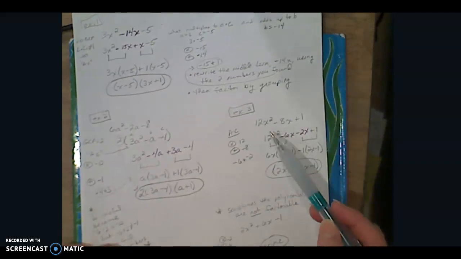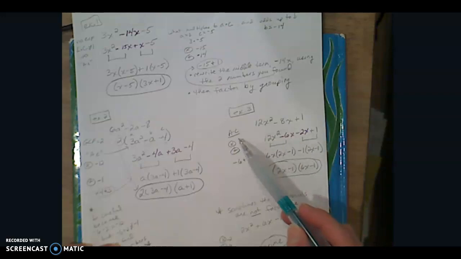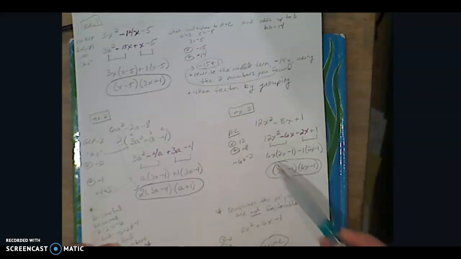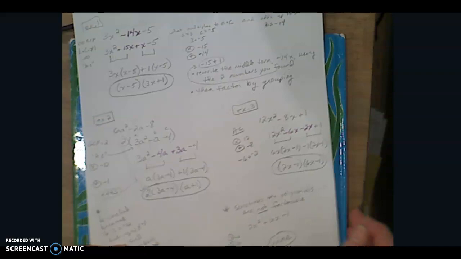Okay. Example 3 over here. Just another example, there's no GCF here. So again, what multiplies to 12 times 1, so what multiplies to 12 and adds up to a negative 8. I have my two numbers, and then I rewrite it as 4 terms, and I use grouping. Okay.